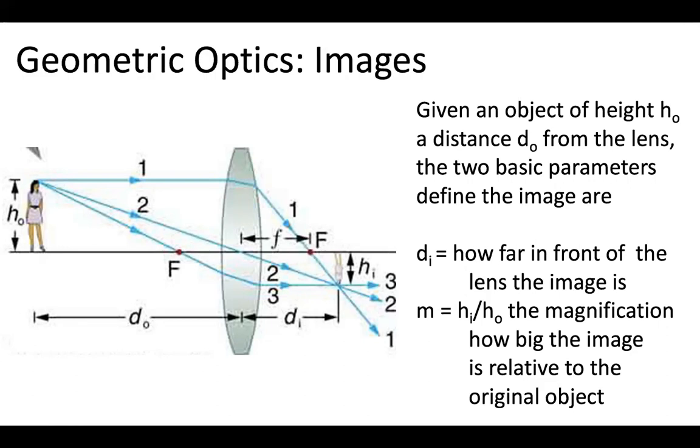That's important. Now, in practice, we don't necessarily care about the absolute value of HI. What we're more interested in is the ratio of HI to H0. That's what's defined as the magnification, which is commonly known with the letter M. This is just how big the image is relative to the object. Now, if, for example, you want a microscope, you're going to want a big magnification. If you want something that could take a picture of a person in, say, a camera, you'd want a small M. But these are two basic parameters that you care about when you're building optical systems.